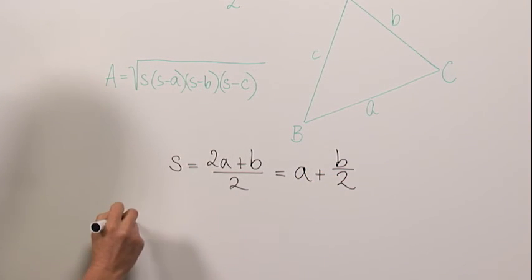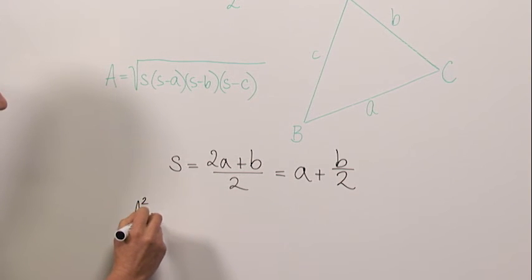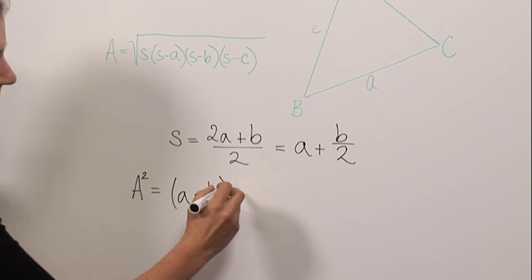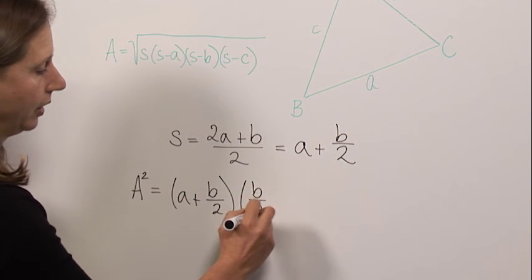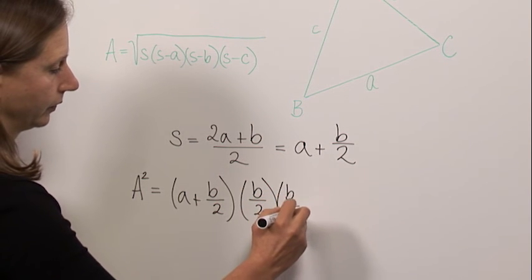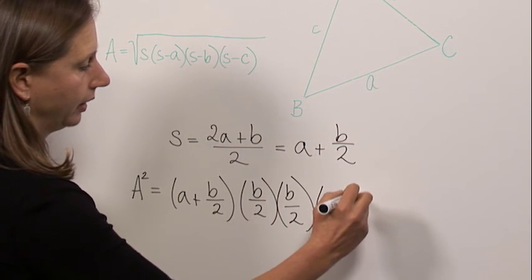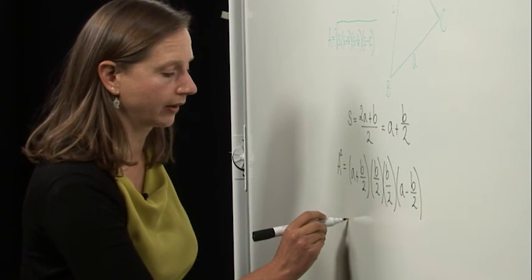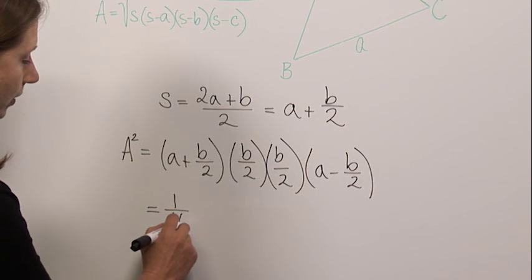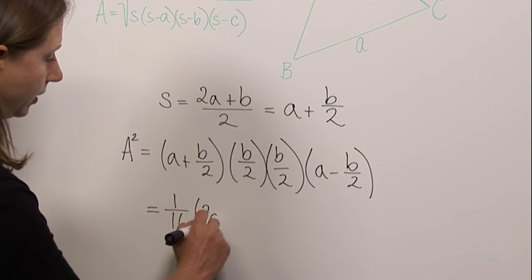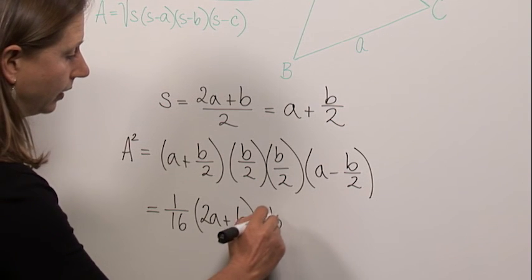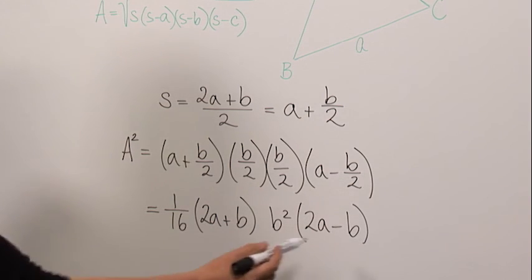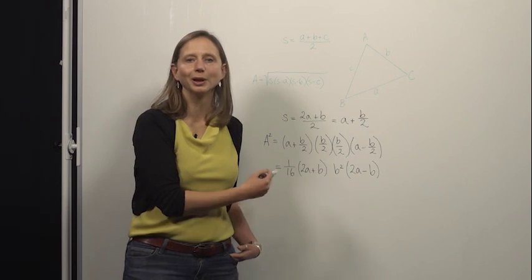And then we can calculate the area squared as a plus b over 2, b over 2, b over 2, and a minus b over 2, which gives us 1 over 16, 2a plus b, b squared, 2a minus b. And we're in exactly the same position as we were before, so we'll get the same answers out.